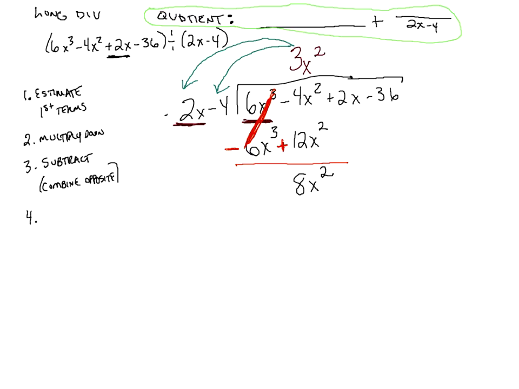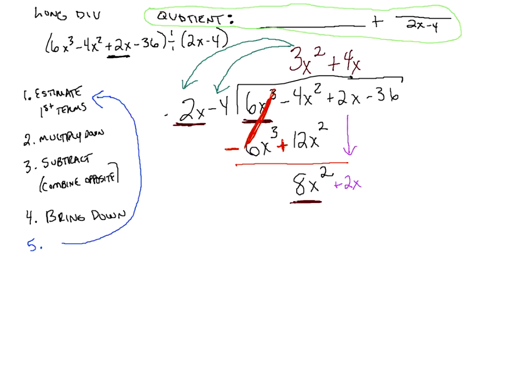Your fourth step, and this will be a blast from the past, bring down. So we literally bring that next term down, and then the fifth step is to start all the way back over at the top as many times as you need to until you end up with no more terms to bring down and divide into. So I'm back up to estimating using first terms. Now I'm looking at 2x and 8x squared. So what do I need to multiply 2x by to get 8x squared? Just 4x. So you want to make sure you put your sign. It is positive 4x.